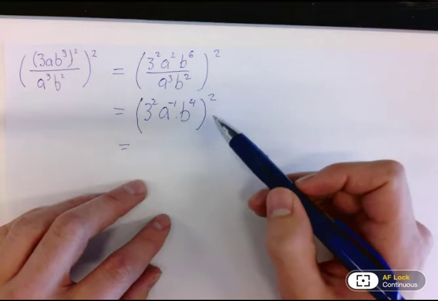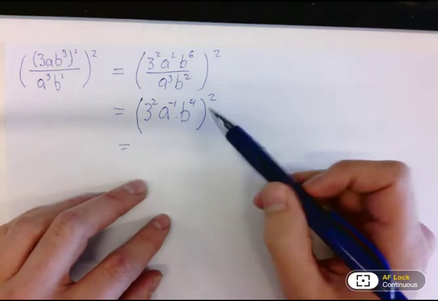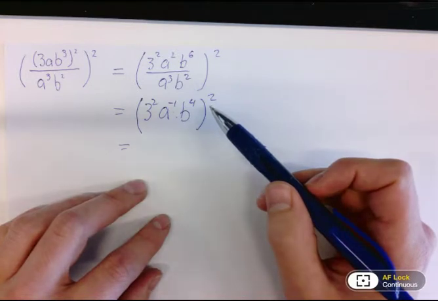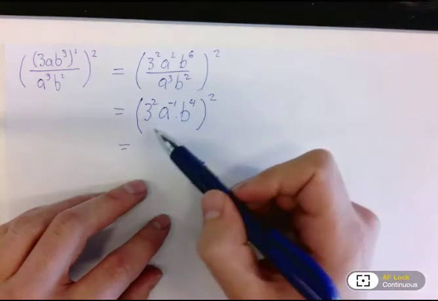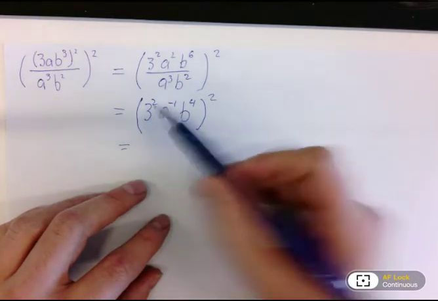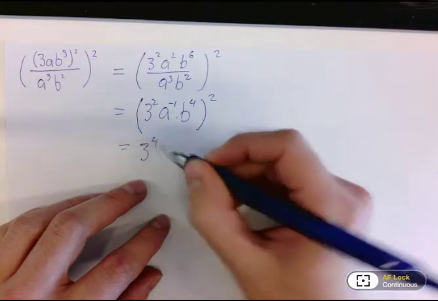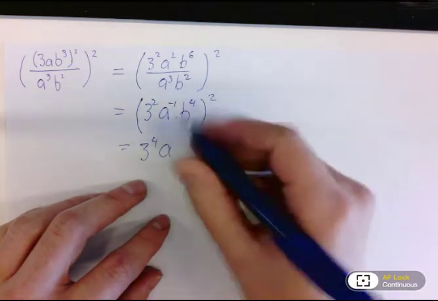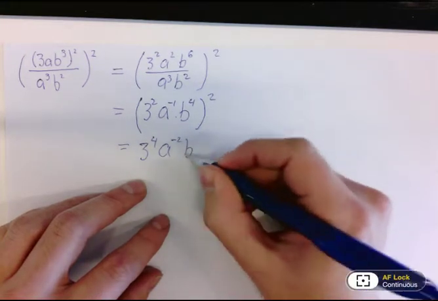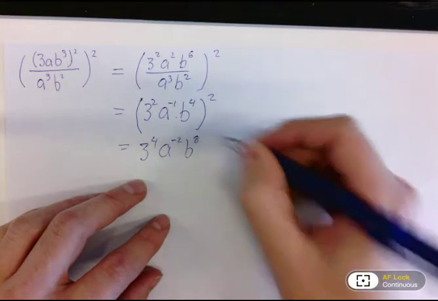all squared. And so we've got another situation where we have powers raised to another power. So we have to multiply the indices, the indexes. So we have 3 squared, so that becomes 3 to the 2 times 2 is 4. A to the power of minus 1 times 2 is minus 2. B to the power of 4 times 2 is 8.